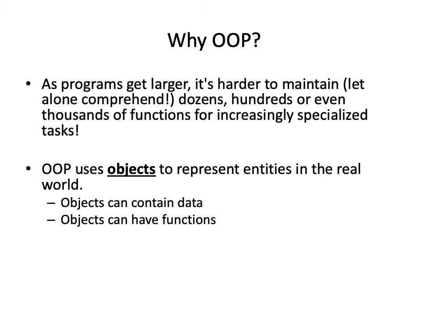So object-oriented programming uses objects to represent entities in the real world. For instance, I could program an apple and say, here's the color, here's the type of the apple, maybe here's the size or the weight of the apple. So objects can contain data. Objects can also have functions attached to them, and we'll see some examples of that in just a moment. There's also a really strong motivation for using object-oriented programming, and that's described by something called encapsulation, which I'll talk about in just a little bit.